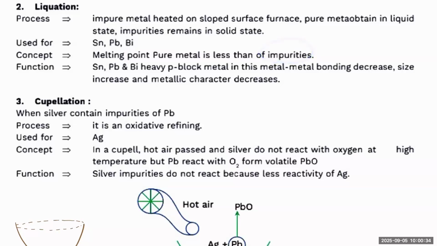Tin, lead, and bismuth are heavy p block metals, and metal metal bonding decreases as you go down the group. Size is increasing, and metallic character is decreasing further.